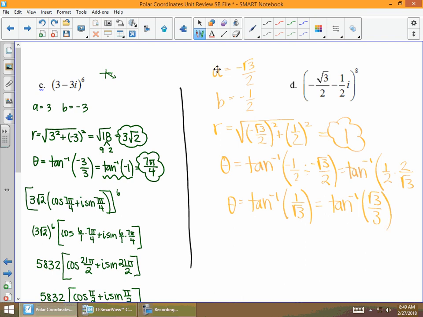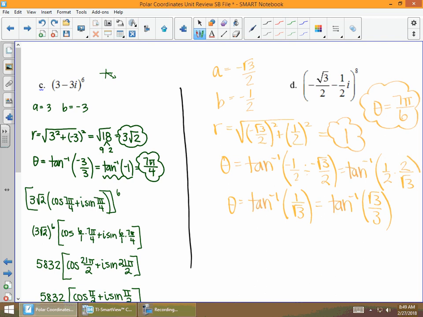So if we were doing tan inverse, we would say pi over 6. Since we know both our A and B values are negative, that means that we're really in the third quadrant. So our theta value here is our third quadrant 6, which is 7 pi over 6. And now we're ready to go.